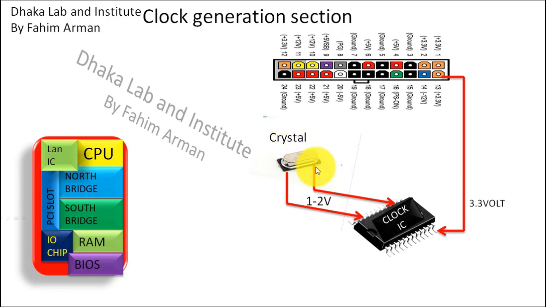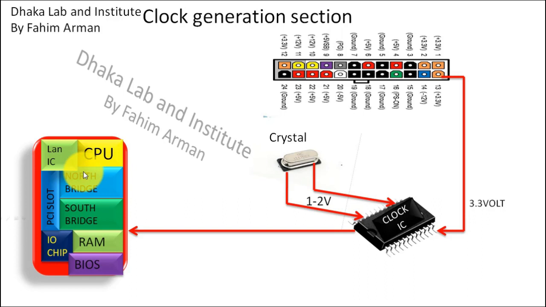Then we can understand that this crystal is okay, and after getting frequency, the clock IC will pass clock to the other parts of the motherboard. Clock is very important. We can see that there are a lot of chips here, and all the chips need to get clock. So the clock signal is very important.